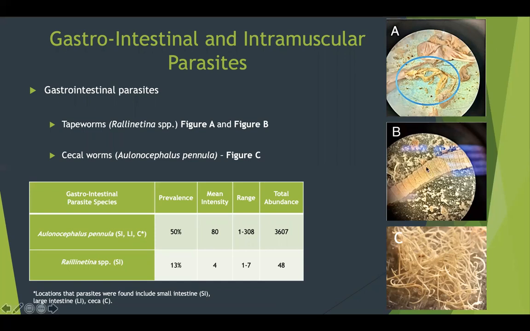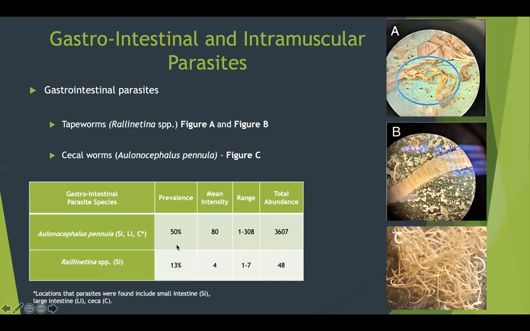In figure B, you can see a close-up of the tapeworms with each individual segment with eggs. And then we have our cecal worms. In figure C, here's what is considered the average amount of cecal worms you would find per bird infected with them. And it looks like a lot. We think having 80 worms is a lot for a small bird, but in the grand scheme of things, it isn't. It doesn't really bother them.